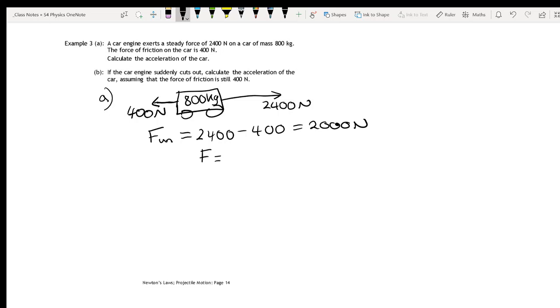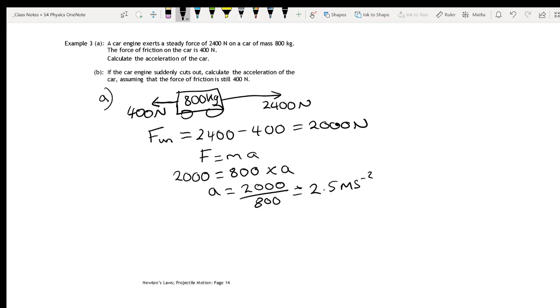So F equals ma. So 2,000 equals the mass times the acceleration. So acceleration is 2,000 divided by 800, which is 2.5 meters per second squared.